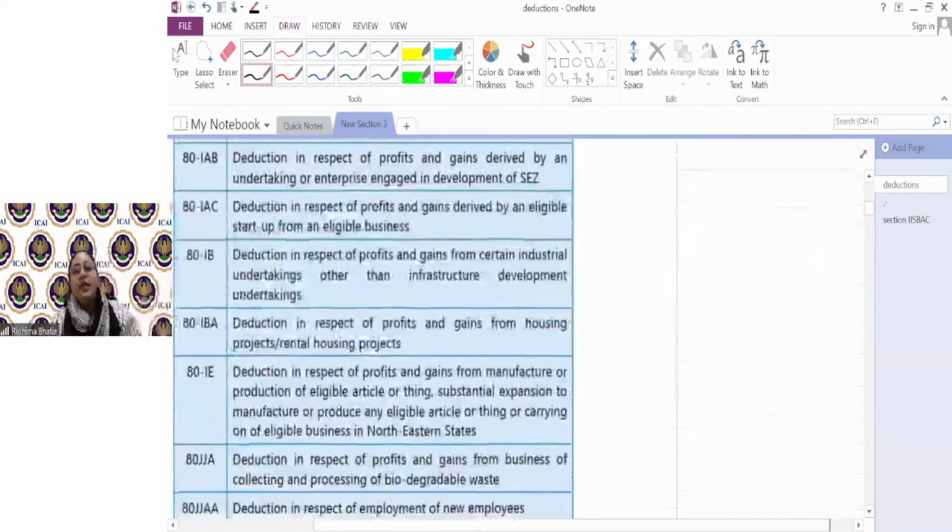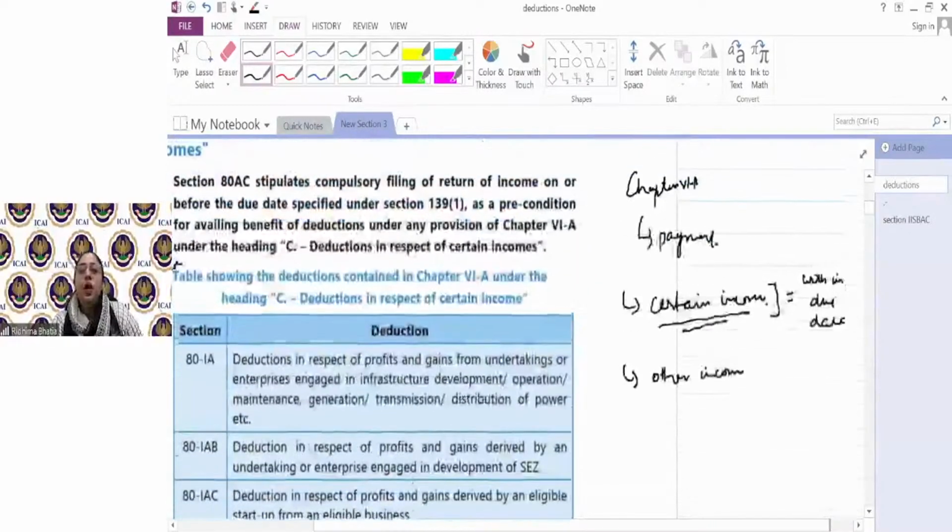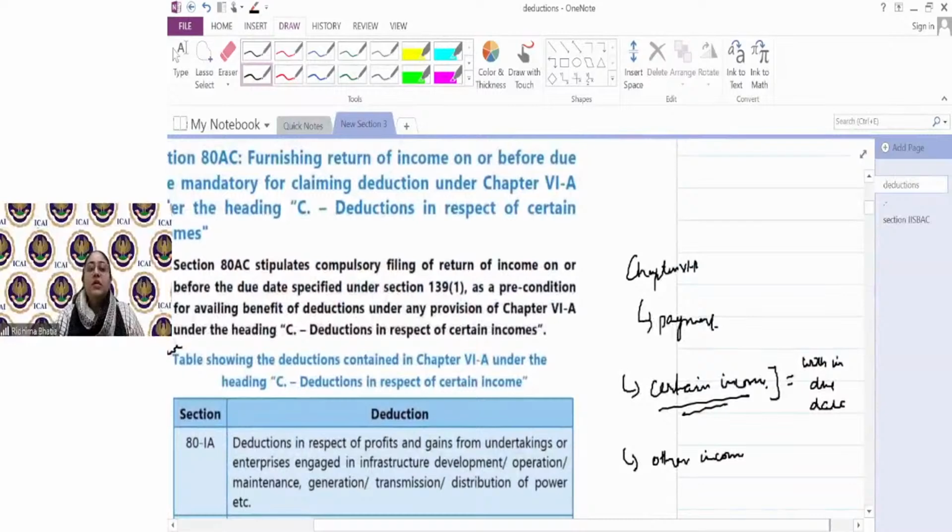You have to remember that 80IA onwards to 80RRB are the deductions which are not allowed if the return is not filed within the due date. Under the late return concept, if you file late, you will not get these deductions. What about the others? These you can claim whenever you file the return, whether on time or late. Only the certain income deductions in heading C of chapter 6A are allowed only when you file the return within the due date. Now I hope the understanding of the deductions from gross total income has taken flight and you know where we are heading.